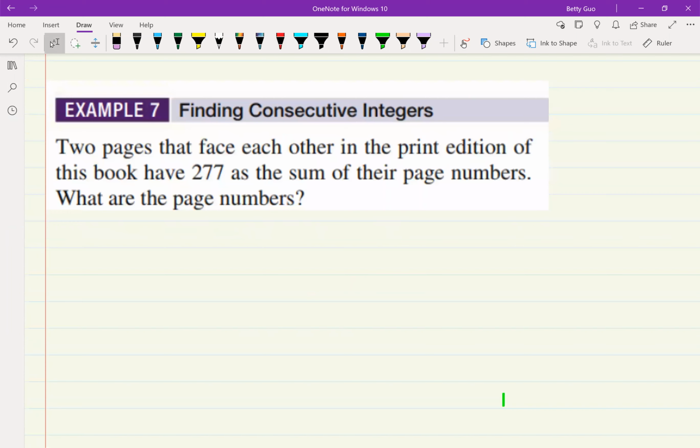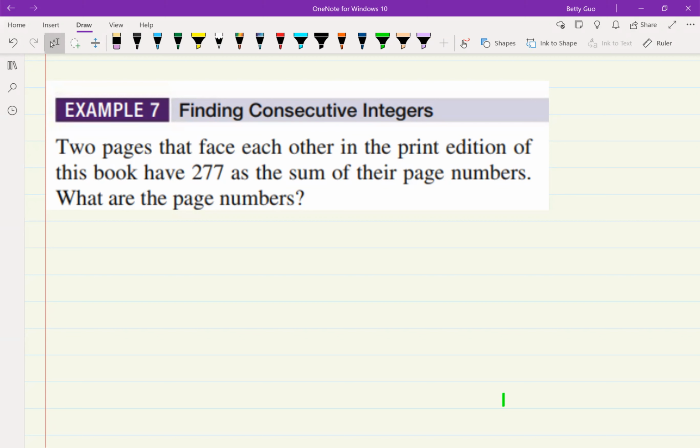Finding consecutive integers. So this is a number problem. Pretty much a number problem. 2 pages that face each other in the print edition of this book have 277 as the sum of their page numbers. What are the page numbers?